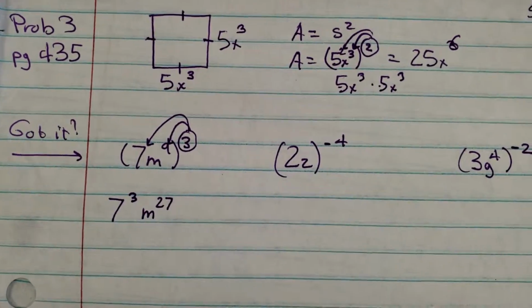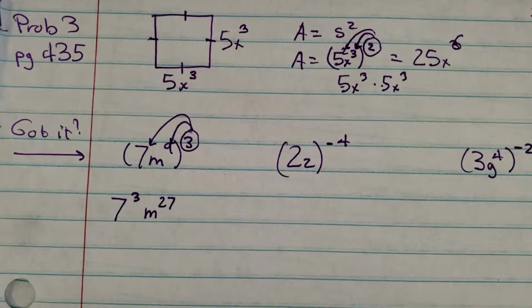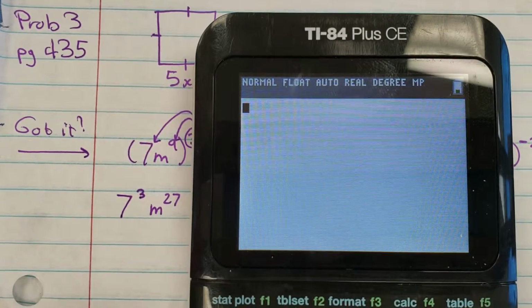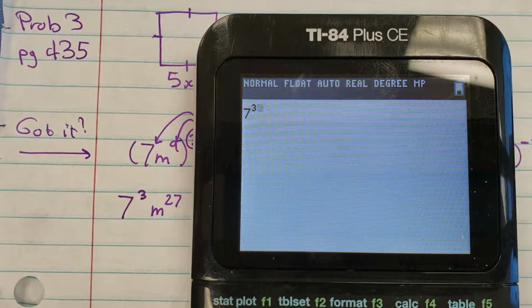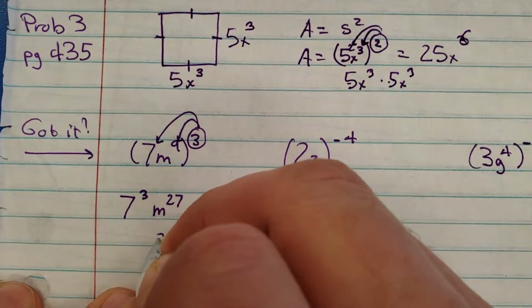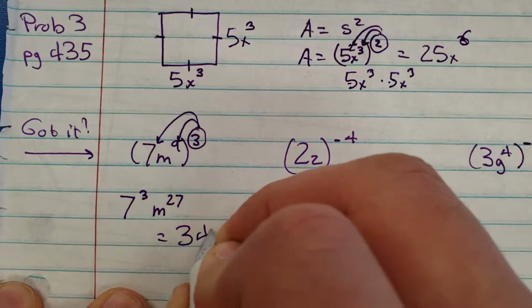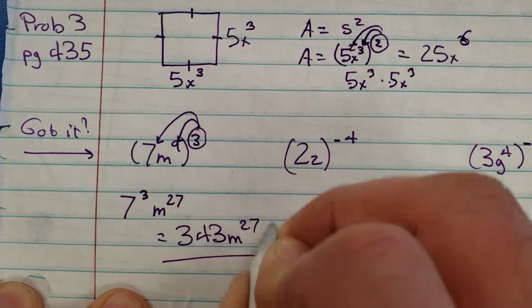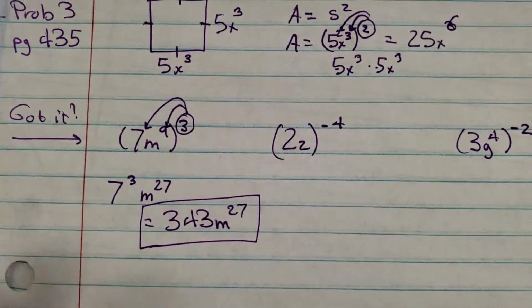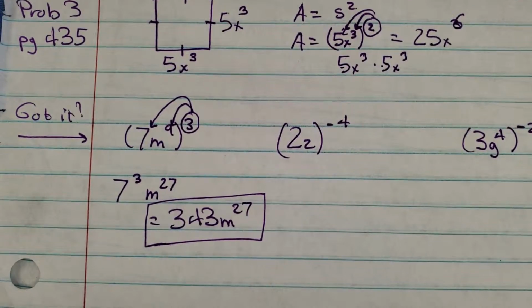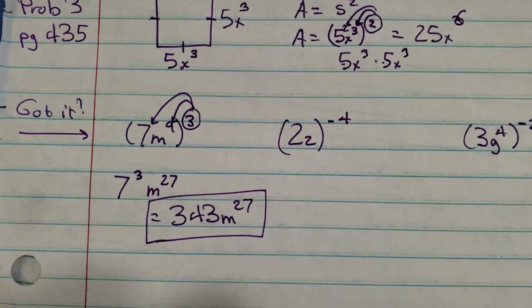Now, I think you should be able to power out the numbers. They're not super huge. I don't think there's going to be ones that are super, super crazy big. So go ahead and power out the actual numbers. 343, and then m to the 27. Okay, done. Make sure you power everything inside the frying pan. Make sure everything inside your frying pan gets some seasoning.